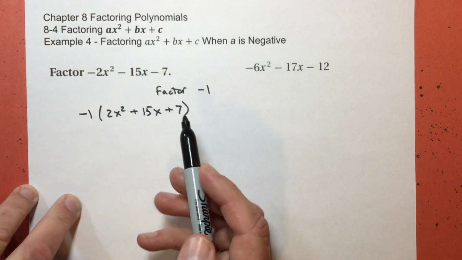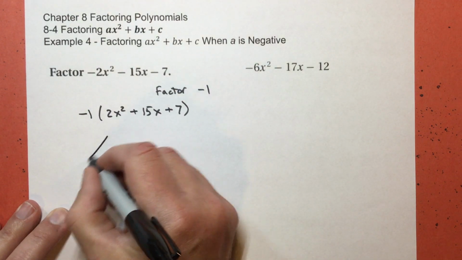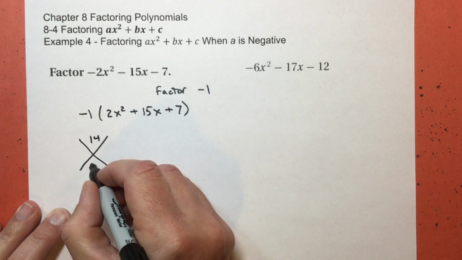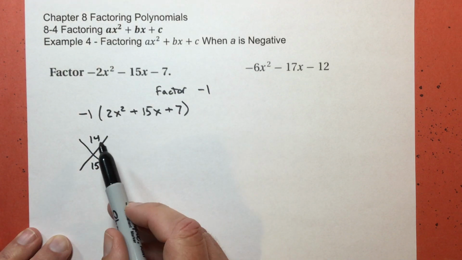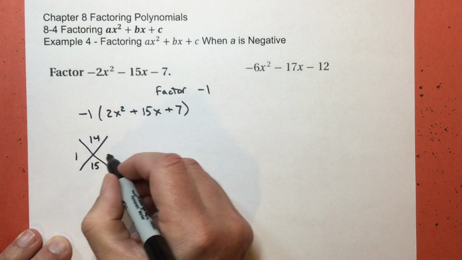All right? Now this goes back to what we've already done. 2 times 7 is 14. What two numbers multiply to give 14, but they add to give 15? Well, that's easy. That's 1 and 14.